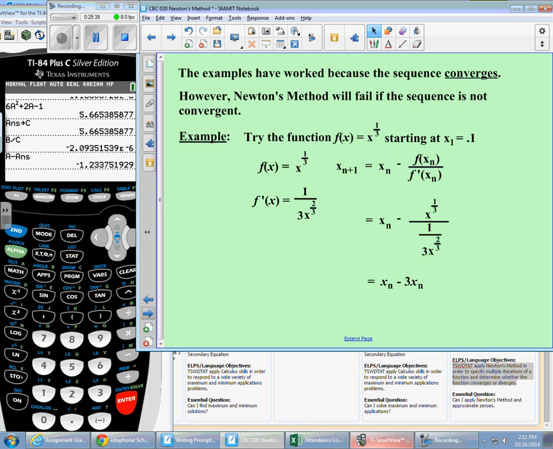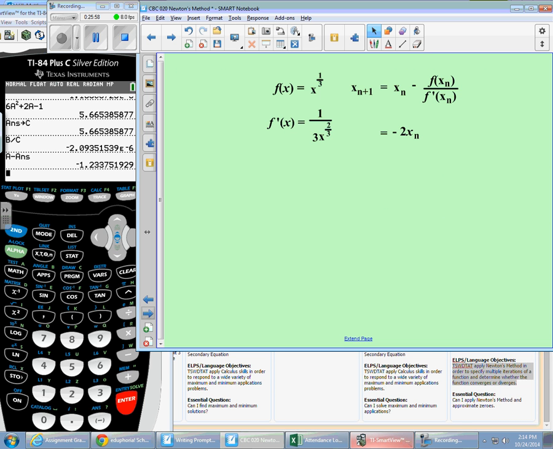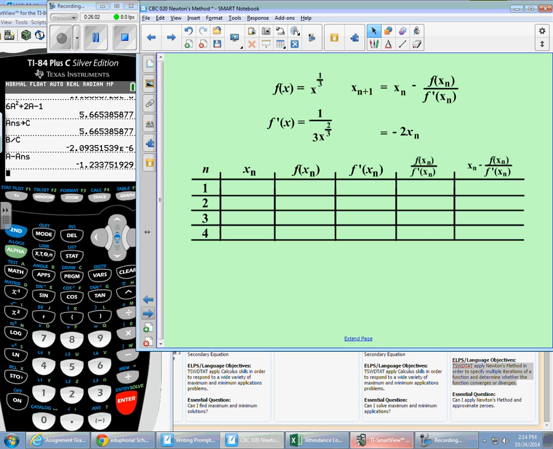And basically, the simplification of that complex fraction ends up being 3x sub n. So you've got x sub n minus 3x sub n. So it actually simplifies really nicely down to negative 2 of x sub n. Okay, so let's see this function in action. There are the particulars from the previous slide. Okay, so let's see what we have here.